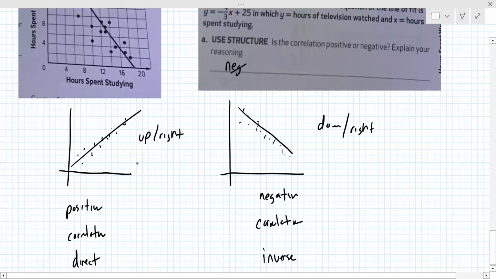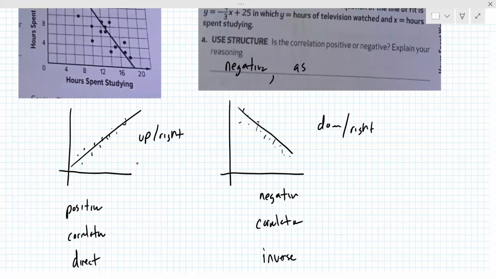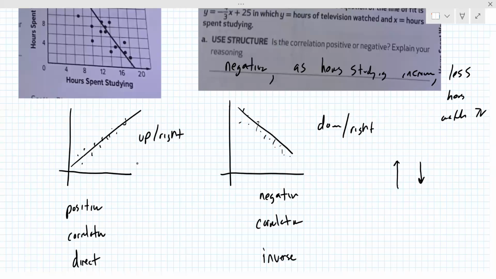Now, when it says how do you know, or what is your reasoning, you want to say that as, for example, hours studying increases, that means you have less time, less hours watching TV. You might have seen this kind of notation in class where it's like, as one thing goes up, the other goes down, or as one thing goes down, the other goes up. These are both inverse or negative relationships.